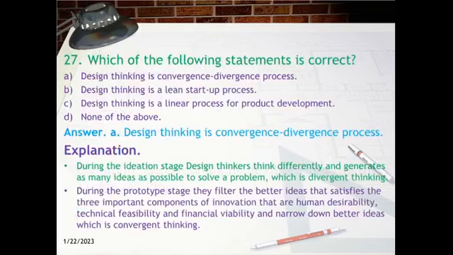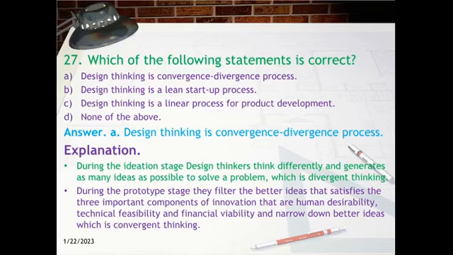27. Which of the following statements is correct? Design thinking is a convergence-divergence process. Design thinking is a lean startup process. Design thinking is a linear process for product development. None of the above. Answer: A. Design thinking is a convergence-divergence process.